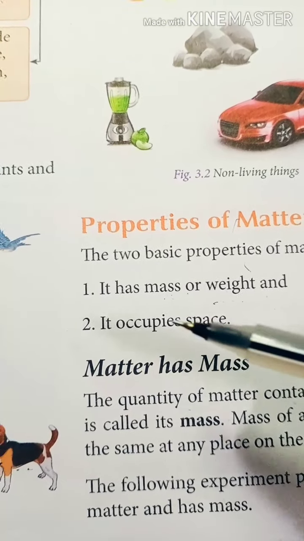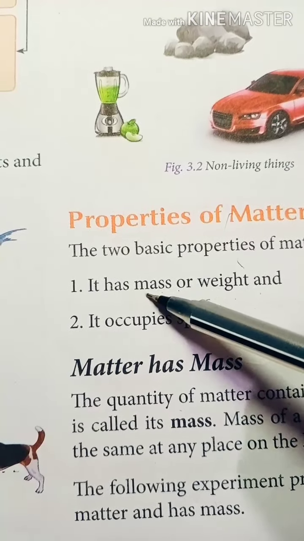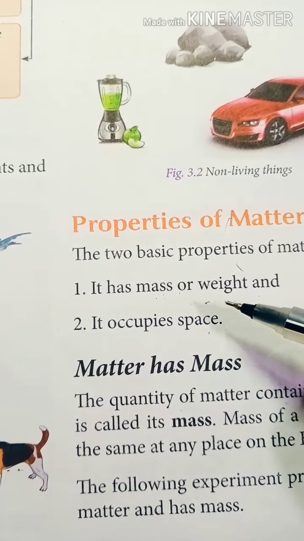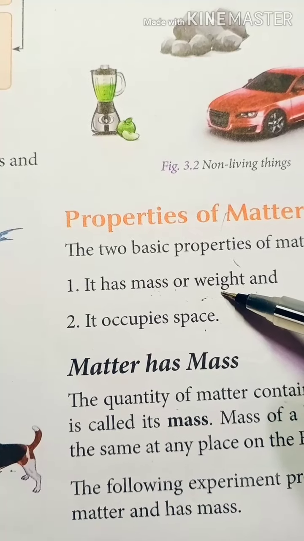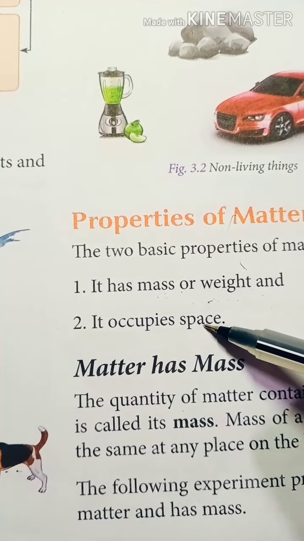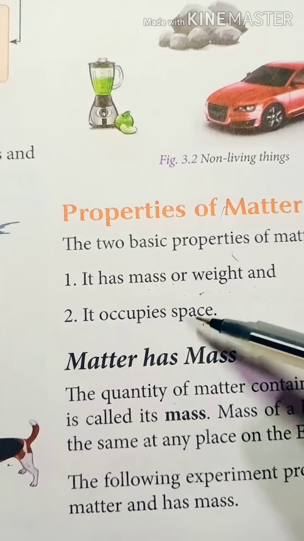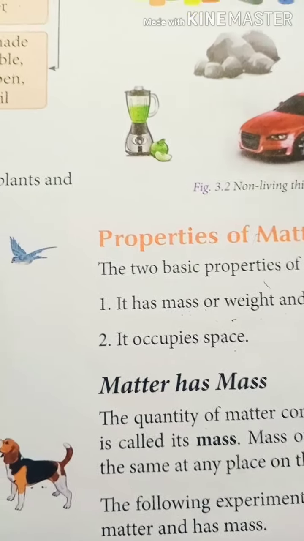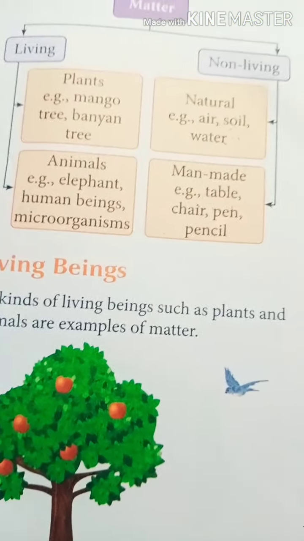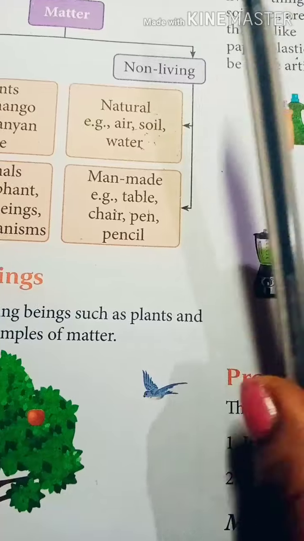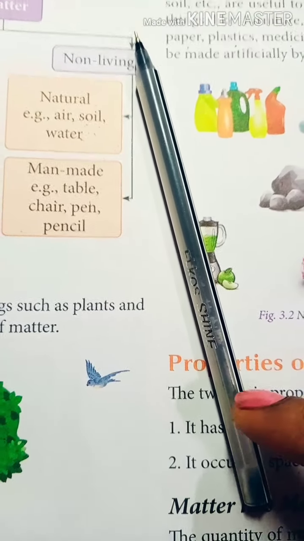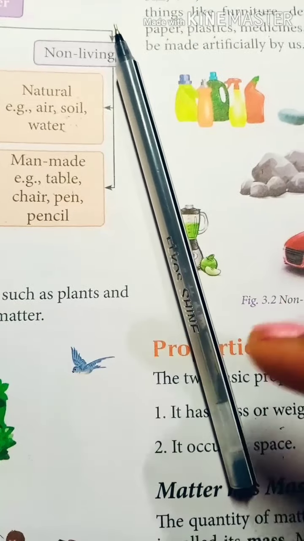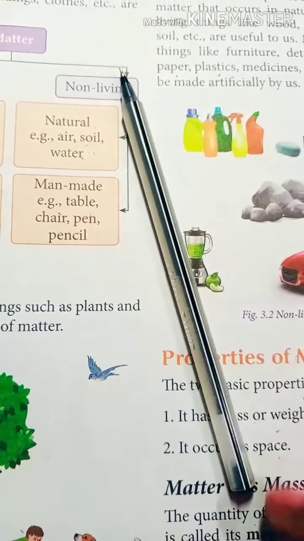Okay, the first point is that it has mass or weight. What is the meaning of mass or weight? And it occupies space. What does occupying space mean? First I am telling you, see, this is the pen. As this is the pen, it is matter. How is it matter? Because it occupies this much of the space.